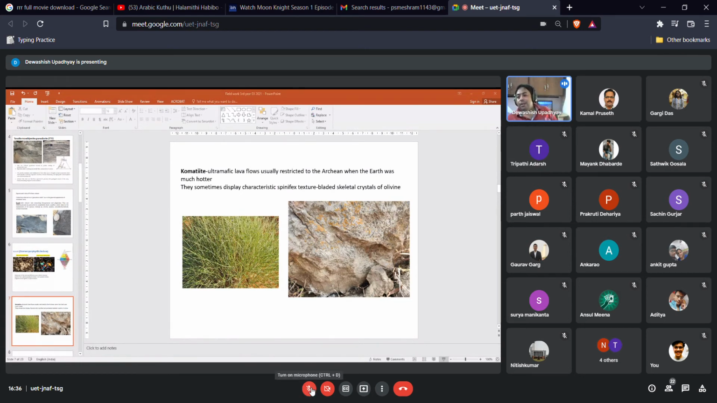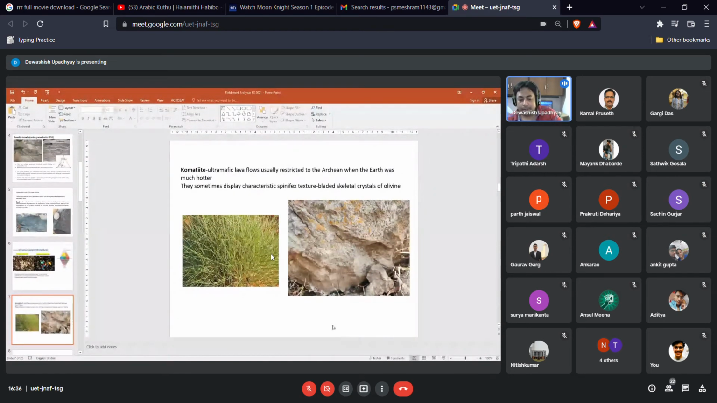So you have these features. These are these long, bladed features. These are essentially crystals of olivine. Okay, they look like these blades of this grass that is shown on the left-hand side. This grass is called spinifex grass, and that is why this texture is called spinifex texture, or spinifex olivine. So this is the characteristic feature. This happens when ultramafic lavas quench rapidly.